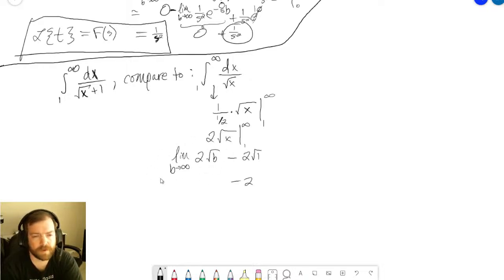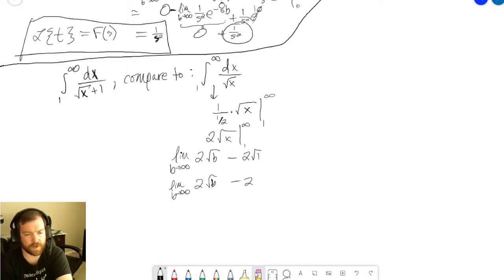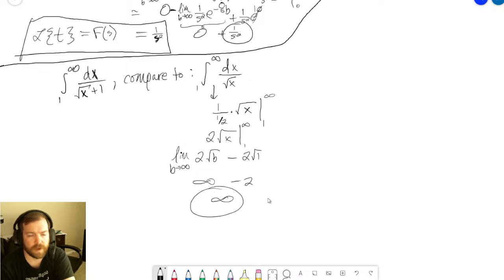And then here, this is going to be the limit as b goes to infinity of 2 square roots of b. Since we're taking the square root of something that's going off to infinity, we're still going to get something infinite in extent. So this is still going to be infinity, minus 2 is just going to be infinity. So this will diverge.